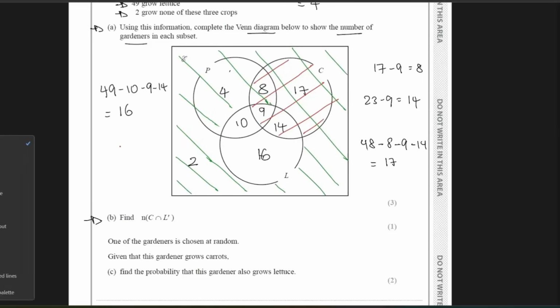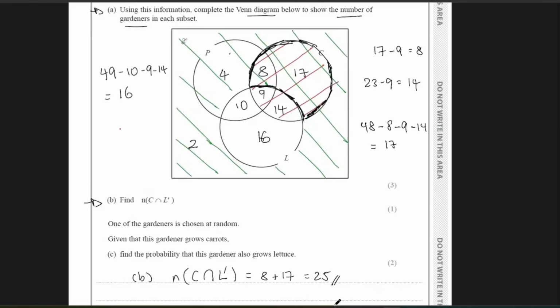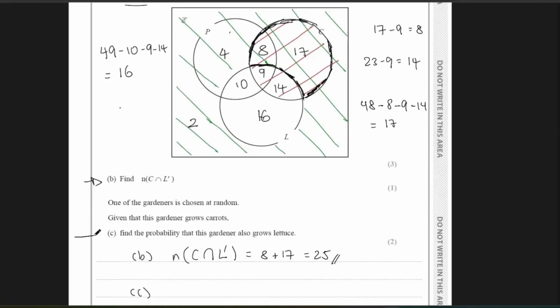Okay. So if we look carefully, we can see the area that represents the intersection of red lines and green lines. Let's have a look. So this area shows us the intersection of red lines and green lines, and we need to find the number. So we'll say B, the number of C intersect L prime is equal to 8 plus 17, which is 25. So basically these are gardeners who grow carrots, but not lettuce.